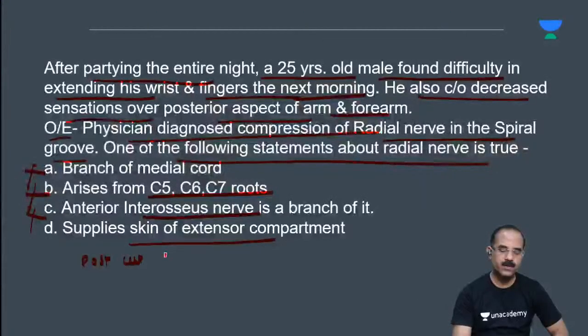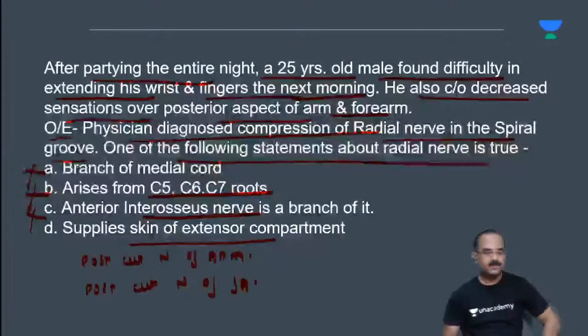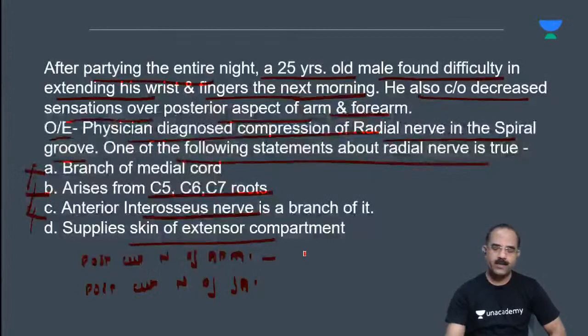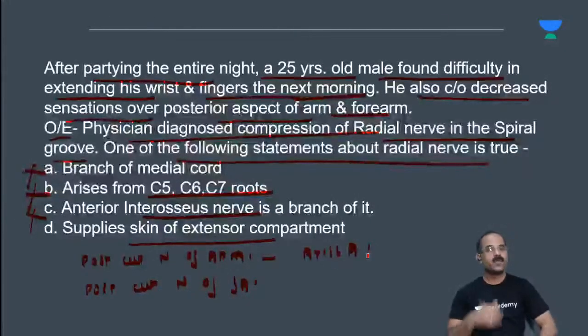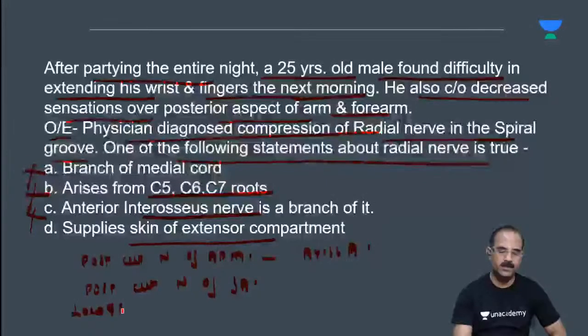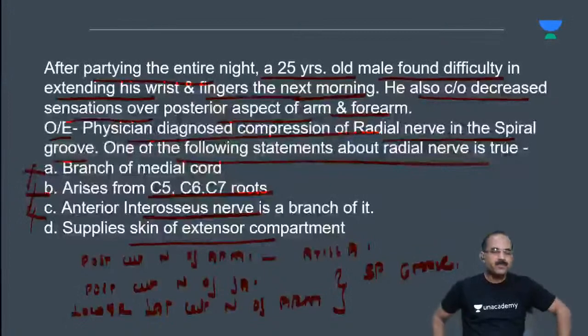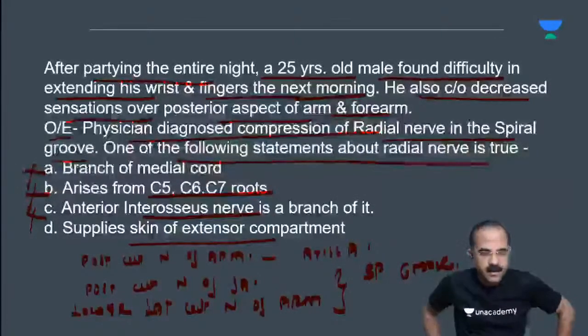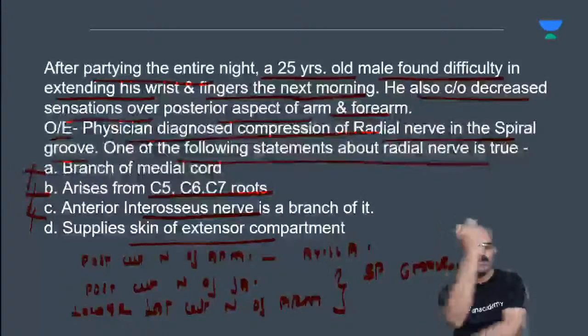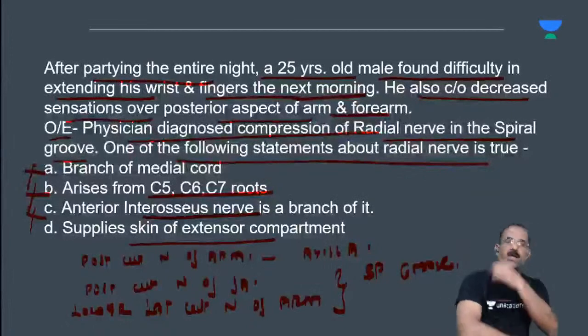One is the posterior cutaneous nerve of the arm, and the second one is the posterior cutaneous nerve of the forearm. The posterior cutaneous nerve of the arm is a branch of the radial nerve in the axilla. And there's one more nerve, the lower lateral cutaneous nerve of the arm, which is a branch of the radial nerve in the spiral groove. Clear? So the posterior cutaneous nerve of the arm is a branch of the radial nerve in the axilla, and the posterior cutaneous nerve of the forearm and the lower lateral cutaneous nerve of the arm are branches of the radial nerve in the spiral groove.